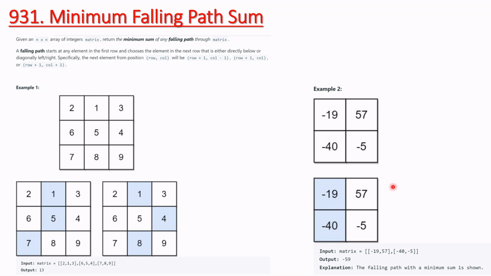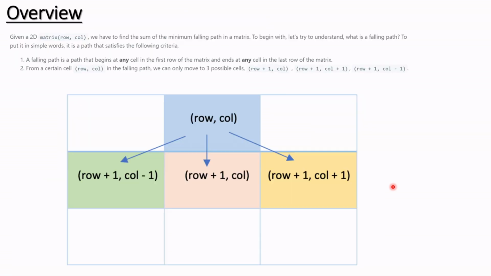So now because this is a 2D matrix, right, there are multiple approaches that we can use to find the minimum falling path sum. Okay, so to get the overview, given a 2D matrix, we have to find the sum of the minimum falling path in the matrix, correct? So to begin with, let's understand what a falling path is. Put in simple words, it is a path that satisfies the following criteria. The first is that a falling path begins at any cell in the first row of the matrix and ends at any cell in the last row of the matrix, right?